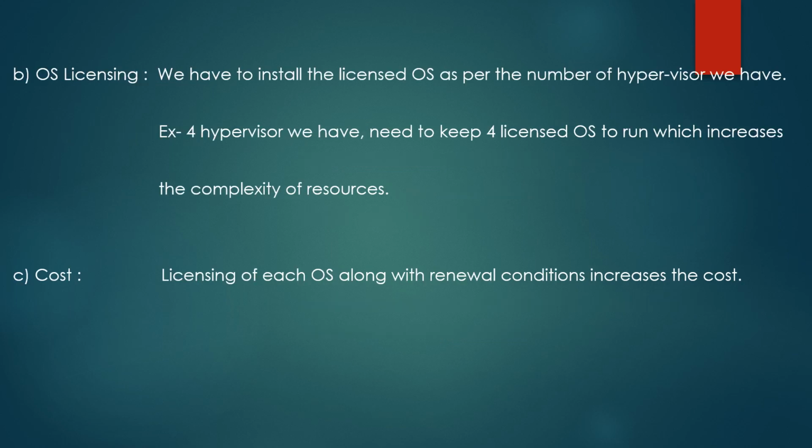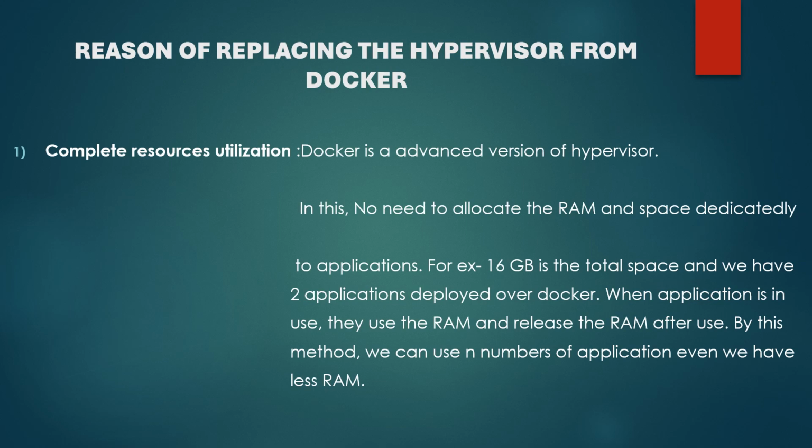Next is OS, operating system licensing. We have to install a licensed OS as per the number of hypervisors we have. For example, for hypervisors, we need to keep 4 licensed operating systems to run, which increases the complexity of resources and cost. Licensing of each operating system along with the renewal conditions increases the cost.